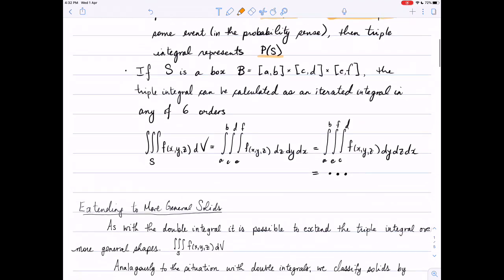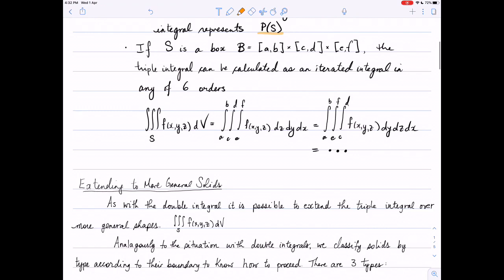We also talked about the simple case. If S is a box B, and a box B is given as a cross product of intervals, [a,b] cross [c,d] cross [e,f], the triple integral can be calculated as an iterated integral in any of the six orders. So the triple integral over S, which is the same thing as the triple integral over B if S is a box, is an iterated integral.